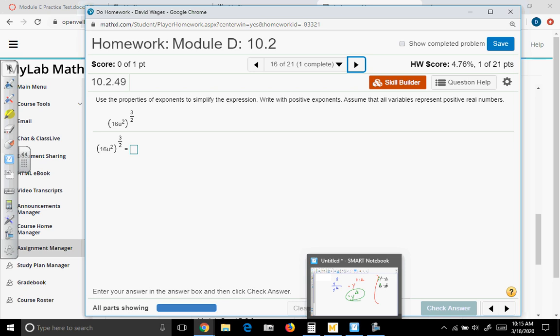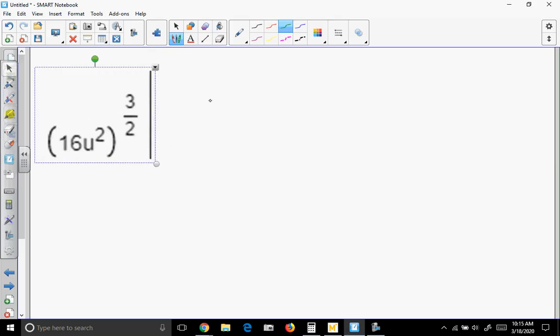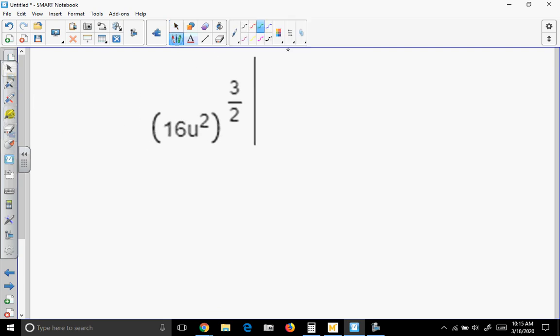Here they want us to use properties of exponents to simplify this expression. So let's do this one. So recall that when we have a product, that's a product because that's 16 times u squared, each of those gets our exponent. So 16 gets the 3/2 power, and u squared also gets the 3/2 power.